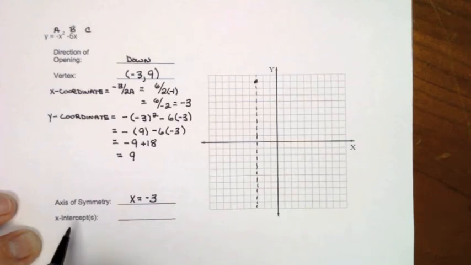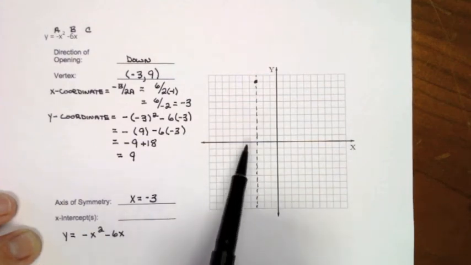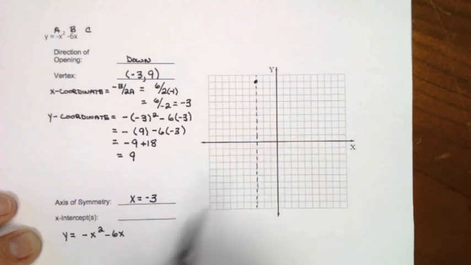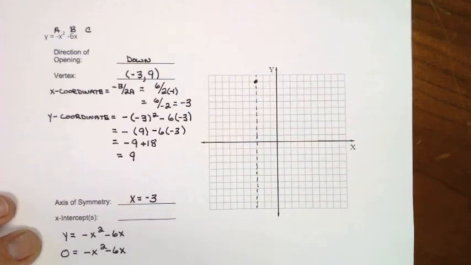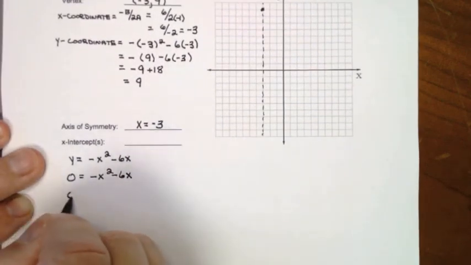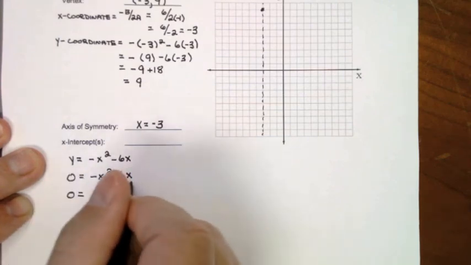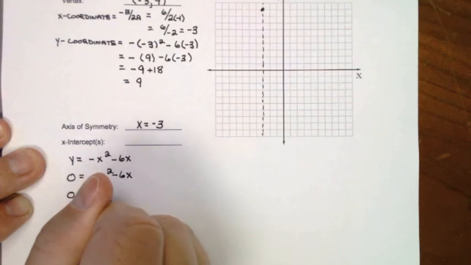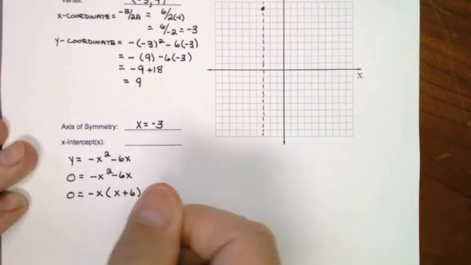To find the x-intercepts, I can use factoring, the quadratic formula, or the square root method. So let's look at the equation. I'm going to use factoring. What I need to remember is anytime I have an x-intercept, the y is going to be equal to 0. When you go to factor something, the very first thing you need to look for is the greatest common factor. The greatest common factor of this is negative x. So I'm going to factor out a negative x out of each one of these and get x plus 6.